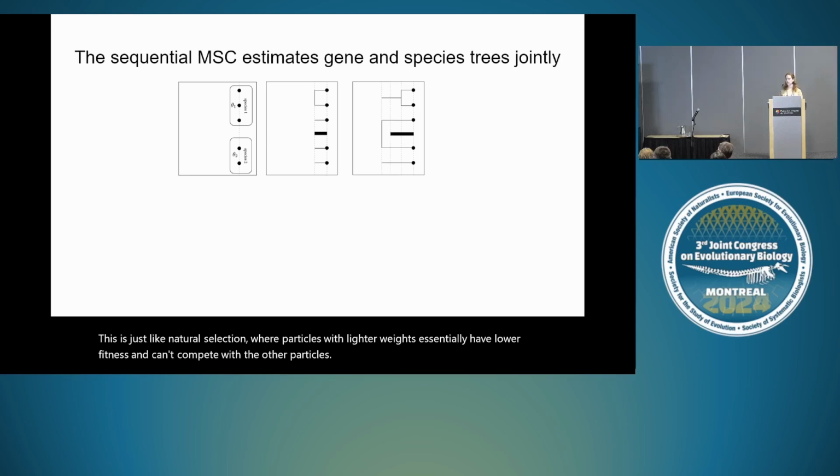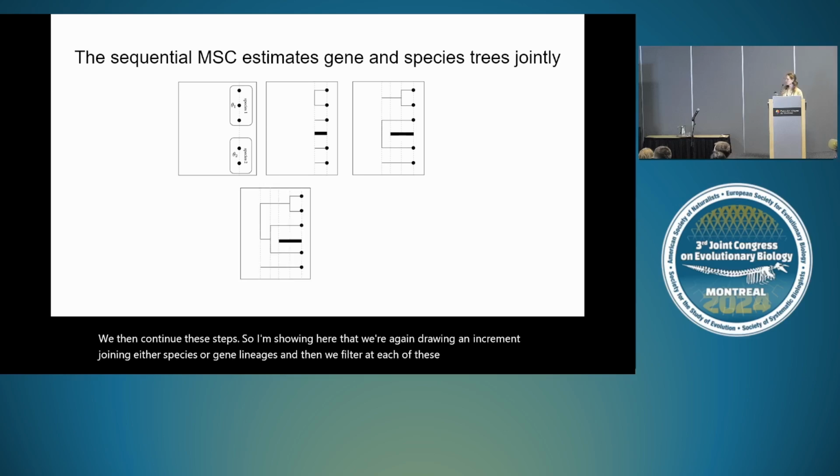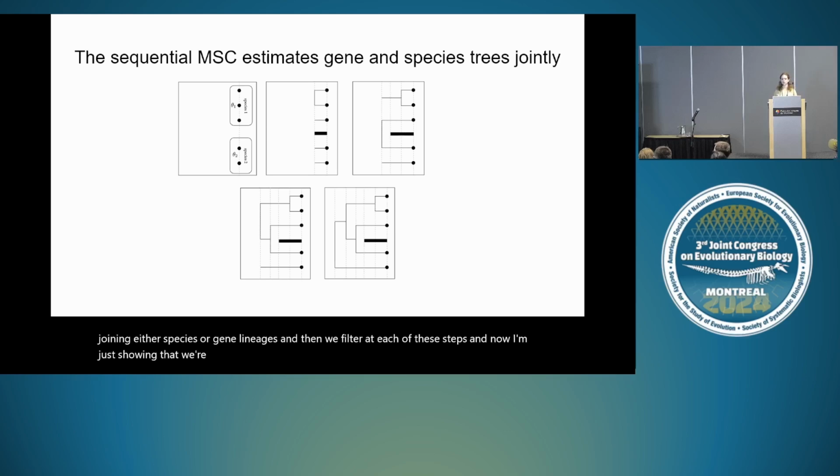We then continue these steps, so I'm showing here that we're again drawing an increment, joining either species or gene lineages, and then we filter at each of these steps. And now I'm just showing that we're continuing those steps until we have a completely resolved species tree as well as fully resolved gene trees. At the end of all of this, every particle represents a sample from the multi-species coalescent posterior.